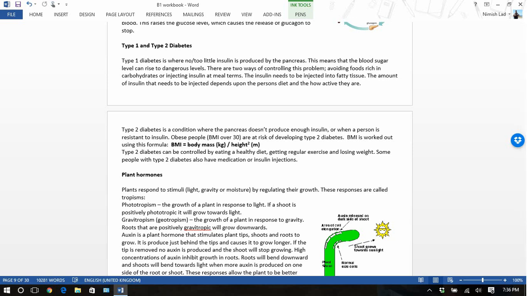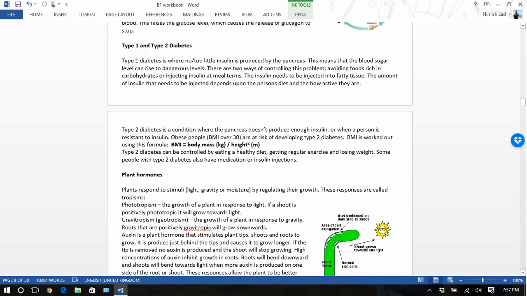It's normally related to BMI, the body mass index. That's where mass and height are included to calculate the BMI. So that can only be controlled by having a healthy diet, regular exercise and losing some weight. Some people that have type 2 can have medication, but it generally doesn't make the biggest difference.